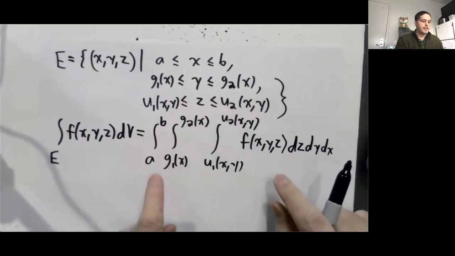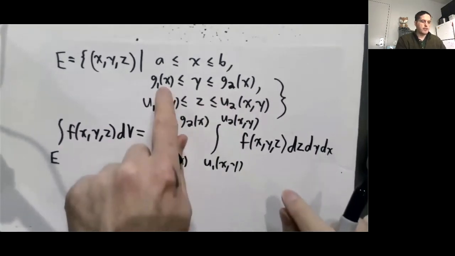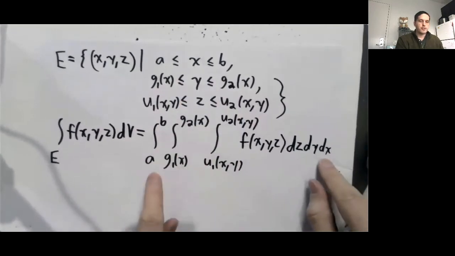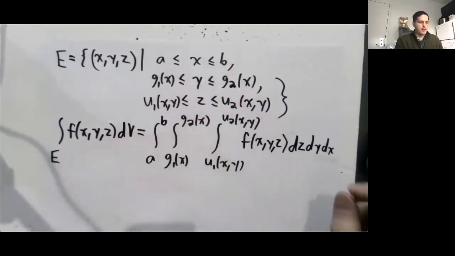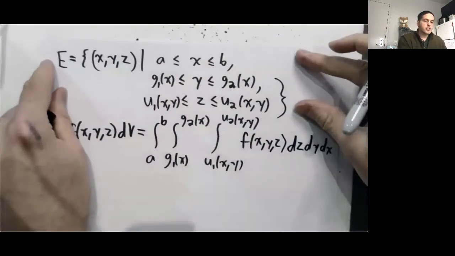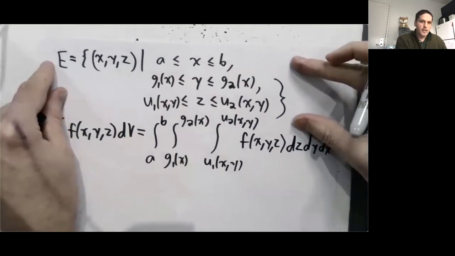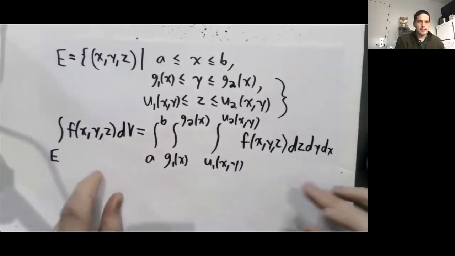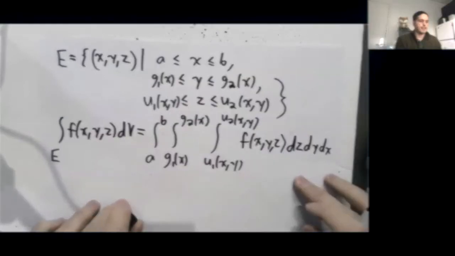The innermost integral is with respect to z, and the limits are z goes from u1 of x, y to u2 of x, y. The second innermost integral is with respect to y. y goes from g1 of x to g2 of x, so that's why we have g1 of x to g2 of x here. The outermost integral is with respect to x, and x goes from a to b. So once you have described the solid region that you're integrating over in this form, then you can just write down your integral. And if you think about it, this is equivalent to what we've been saying, but it's maybe a slightly more direct way to get to the final answer.